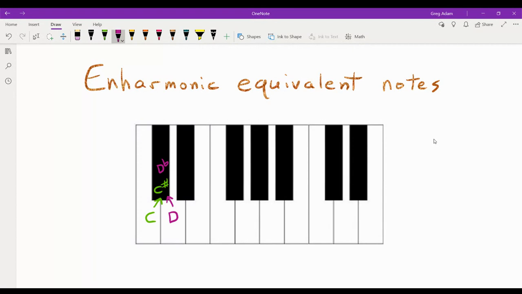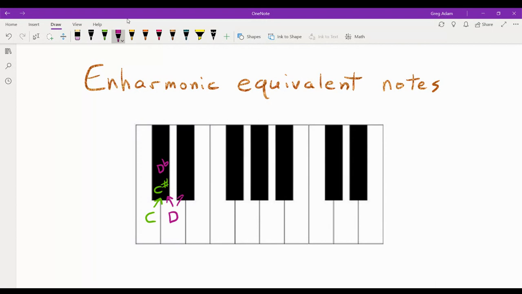So that means C sharp and D flat are enharmonic equivalent notes. They are played on the same piano key. They will sound exactly the same to the listener, but it can be written as a C sharp or a D flat. And on any instrument, C sharp and D flat could be played with the same fingering and sound the same to the listener, but they could be written differently depending on what the music is doing.